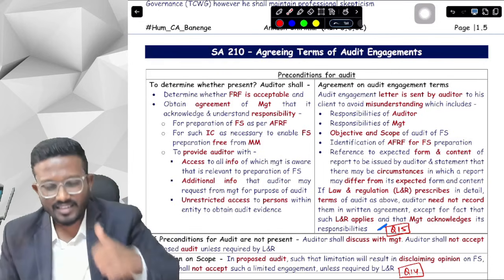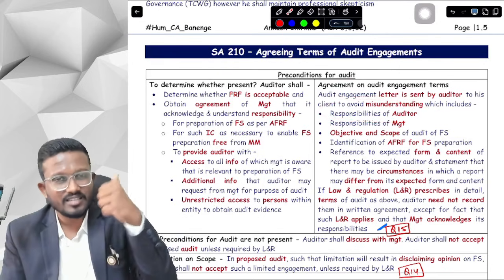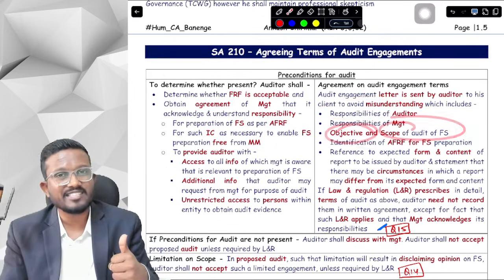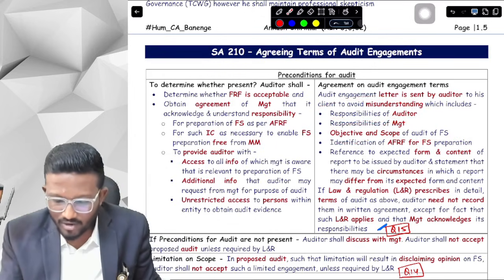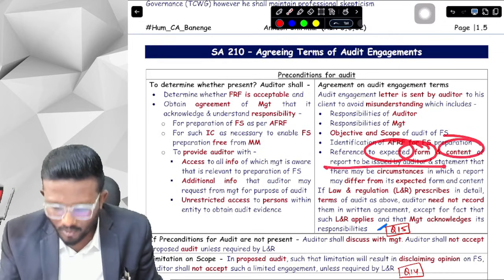Okay, yes, sir. What are the things, sir? First of all, responsibilities of the auditor. What is the responsibility, objective and scope of audit of financial statements, and we give a reference to what will be the expected format and content of the report to be issued by the auditor.